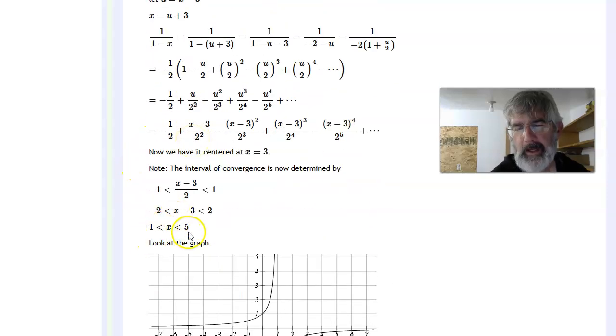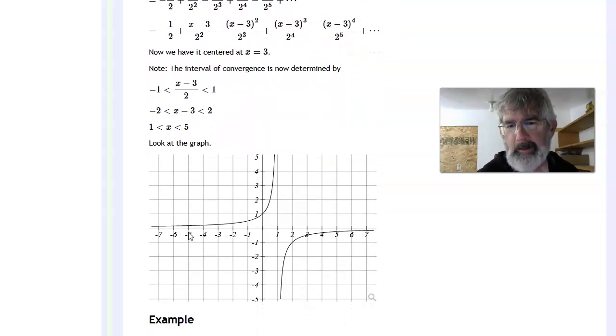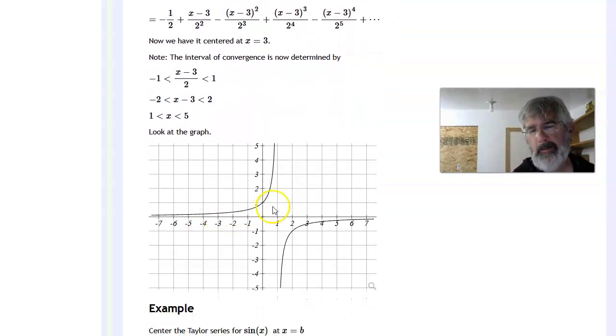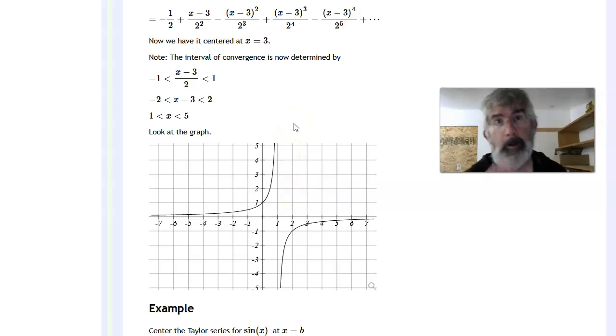Now it's from 1 to 5. Coincidence? I don't think so. Take a look at the graph. This is the graph of y equals 1 over 1 minus x. Right? This has a vertical asymptote at x equals 1.